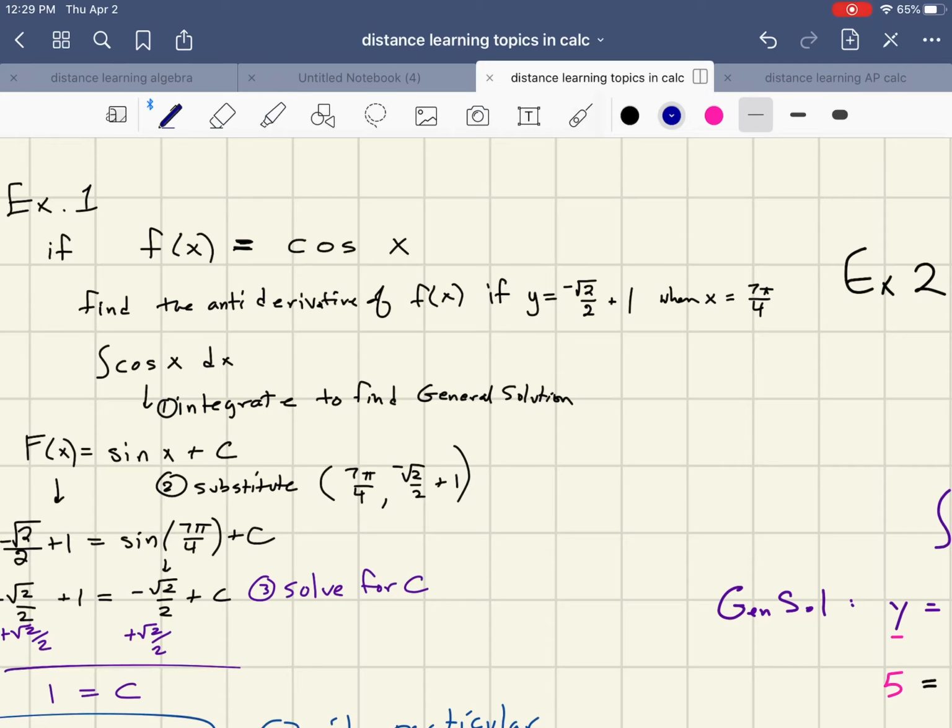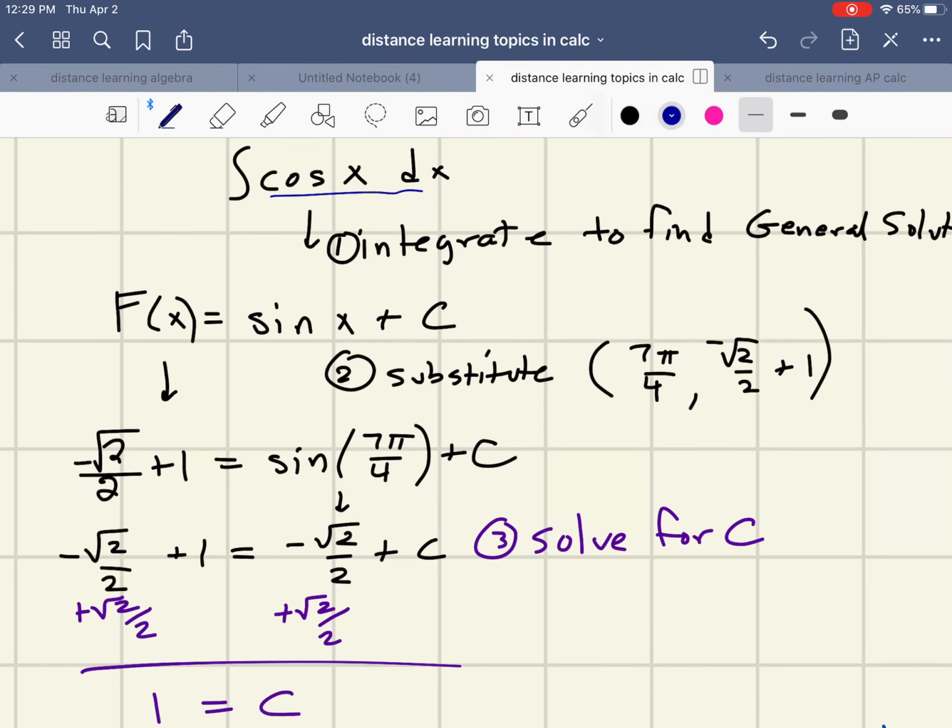So this must be the point. Another way to think about this is I have x and y. It's really the point 7 pi over 4, comma, I'm just going to rearrange that, 1 minus root 2 over 2. Okay, so we're going to integrate cosine of x dx. And the antiderivative of cosine is sine, add the c. Again, f of x is equal to y, so I'm going to replace my y value here.